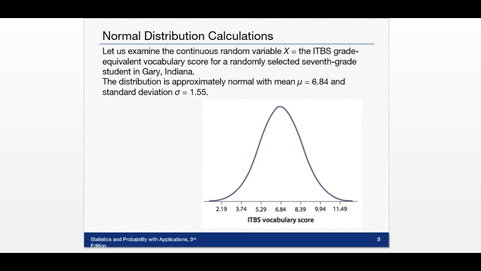Now, remember what these scores mean. Like 6.84 means they're at the 6th grade level, 6th grade and 8 months into the 6th grade level. That 0.8 means 8 months into it. So that's the context for the following problems, so you know what I'm talking about here.